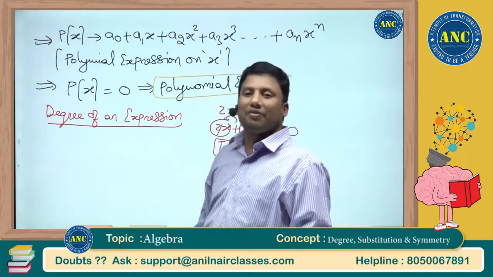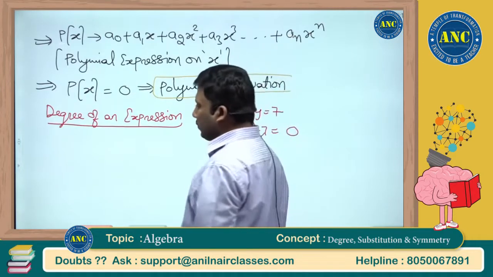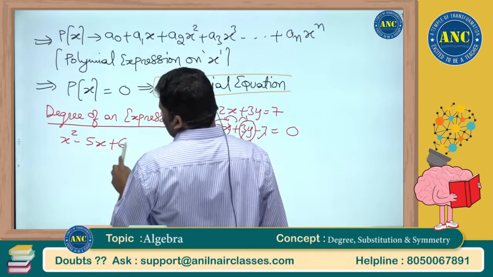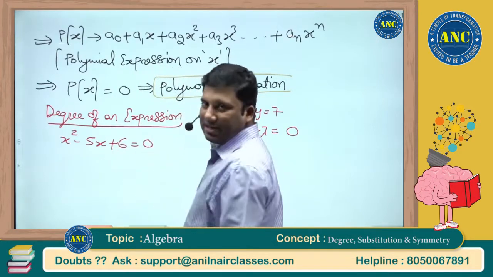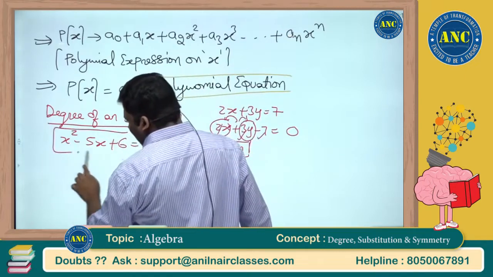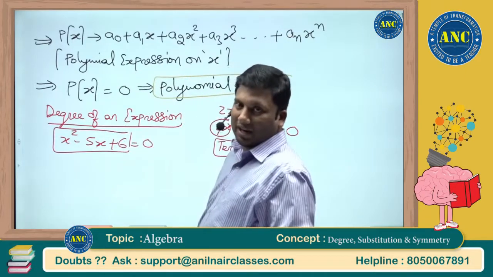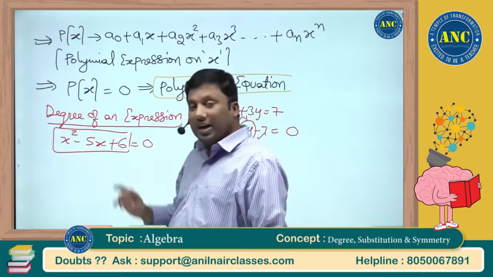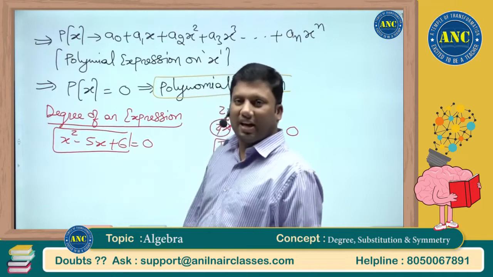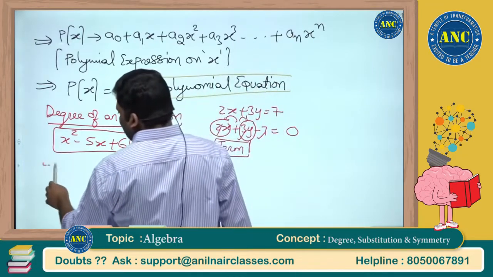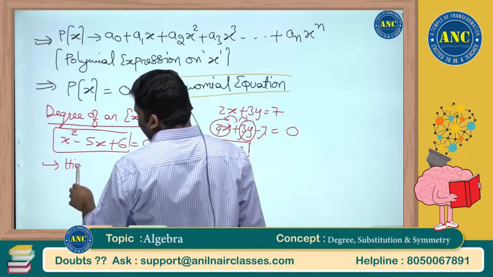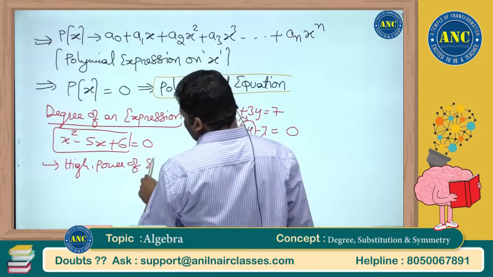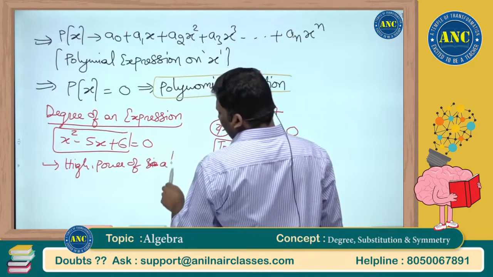Now, what is the degree of an expression? Suppose x square minus 5x plus 6 equivalent to 0. This is an expression. How many terms are there? 3 terms: one is x square, another is 5x, another is 6. So it is the highest power of a term.